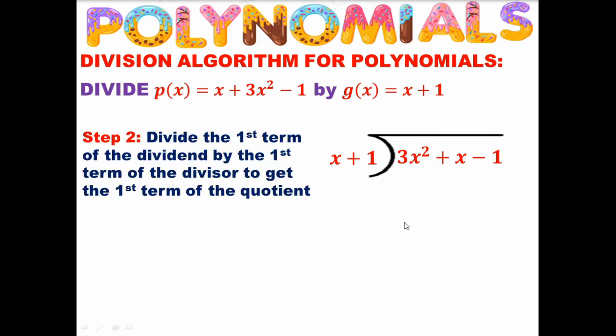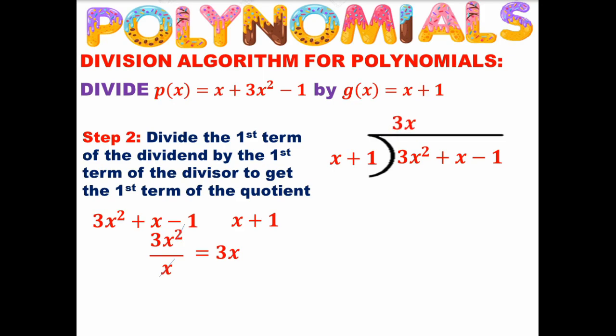The next step in dividing the two polynomials is to divide the first term of the dividend by the first term of the divisor to get the first term of the quotient. You have the dividend as 3x square plus x minus 1. You take the first term of the dividend. Then you have the divisor as x plus 1. You take the first term of the divisor. So divide the first term of the dividend by the first term of the divisor. So 3x square by x. I can cancel one x, the value is 3x. And this is the first term of the quotient. So this 3x will be my first term of the quotient.